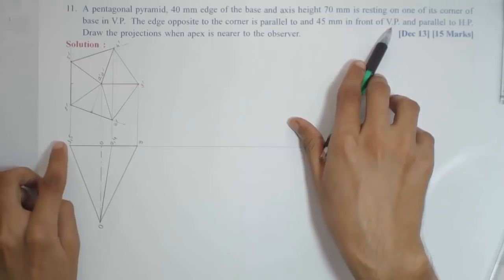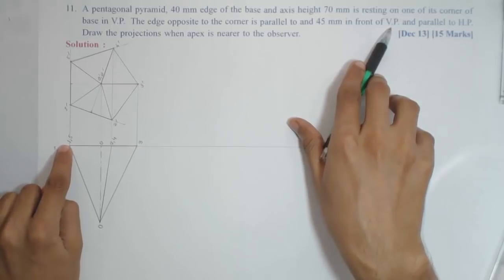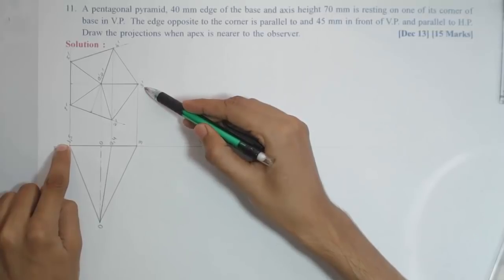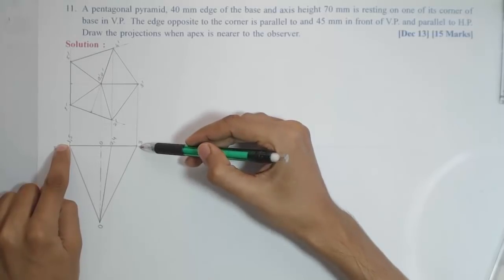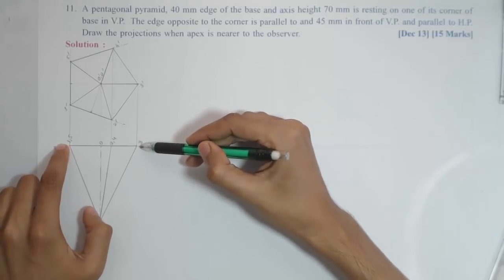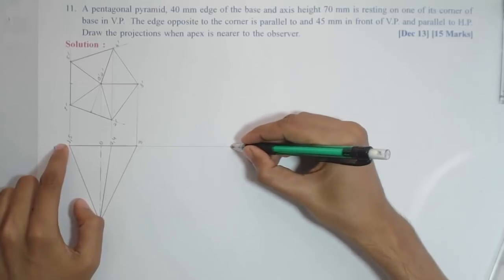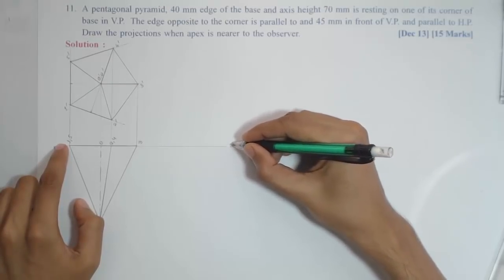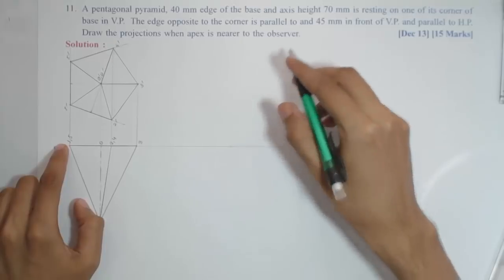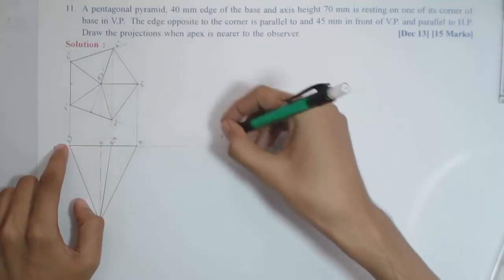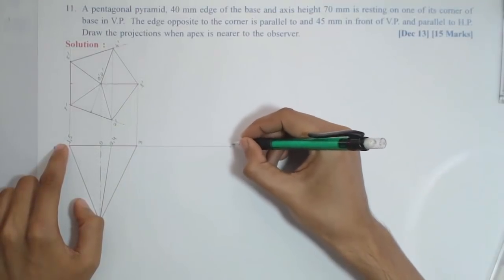Now since I can see this as a single point here, keeping this corner still in the HP, while redrawing this top view, I need to fix this 3 to keep that corner still in the HP, because the corner of base is in the HP, this should be satisfied throughout.